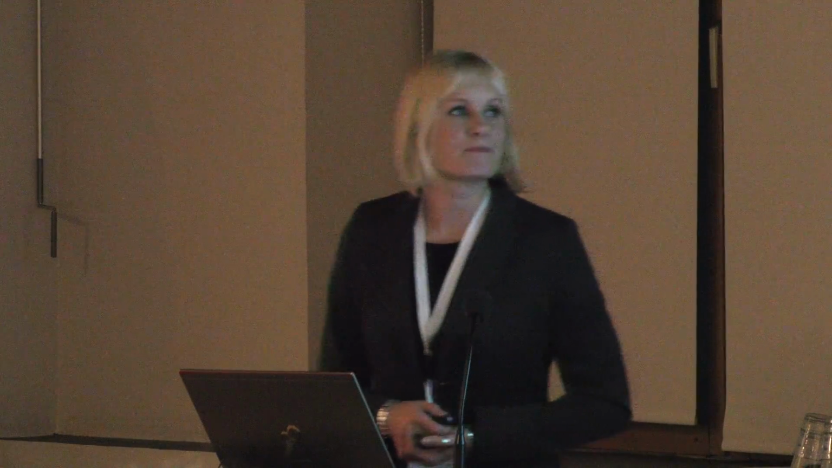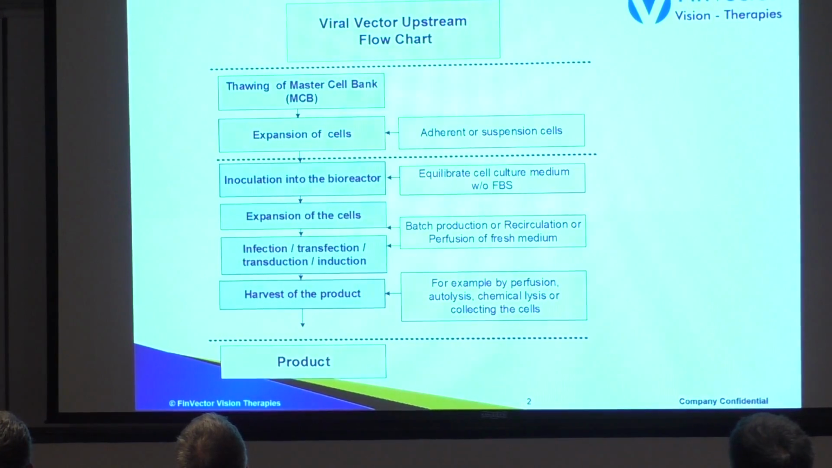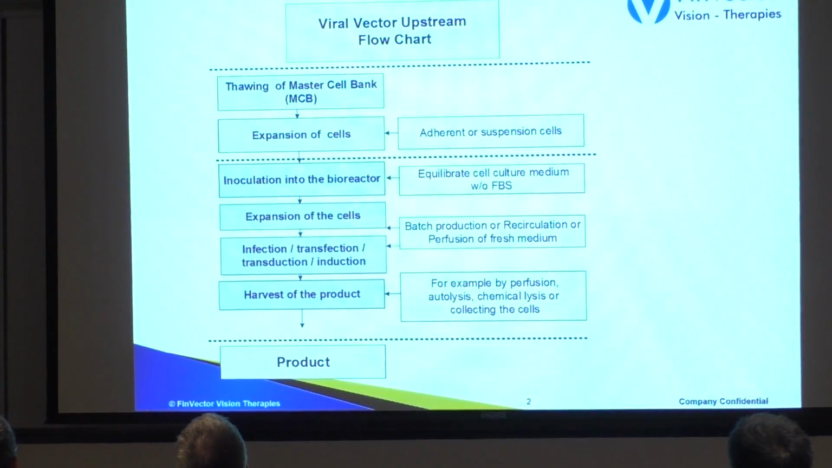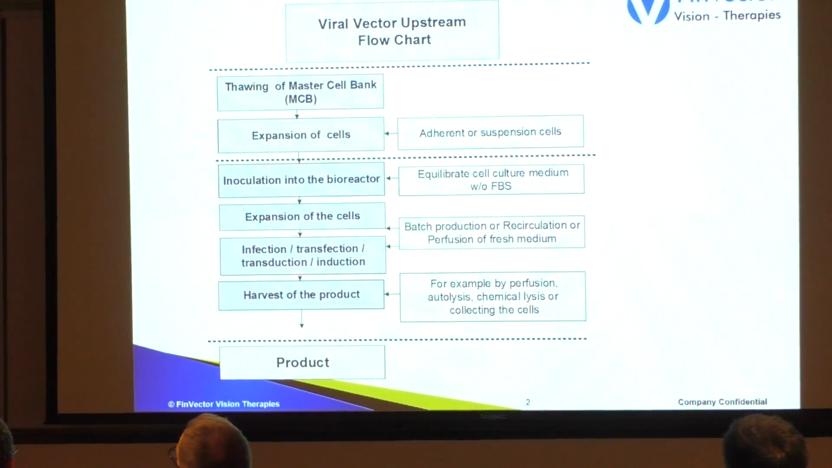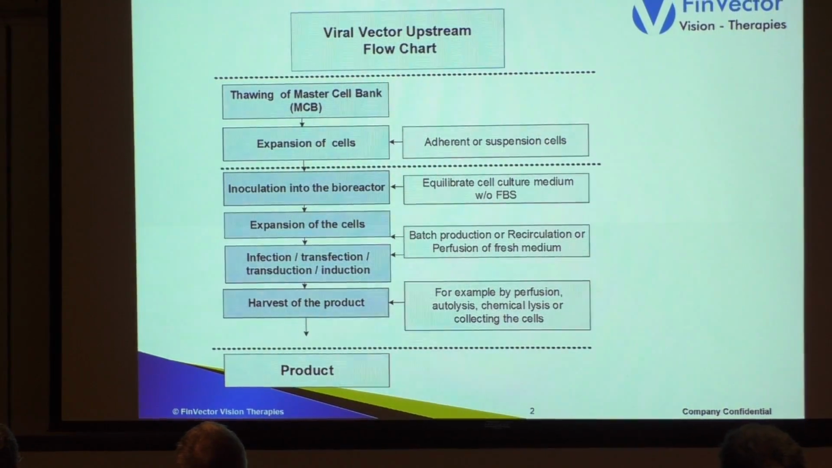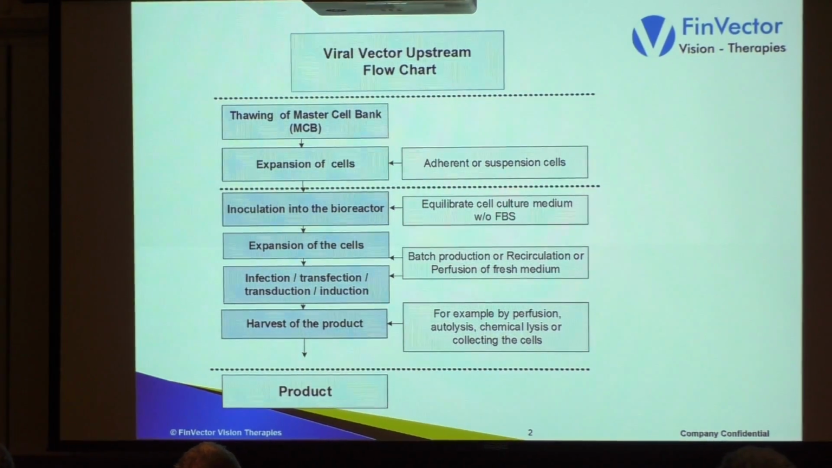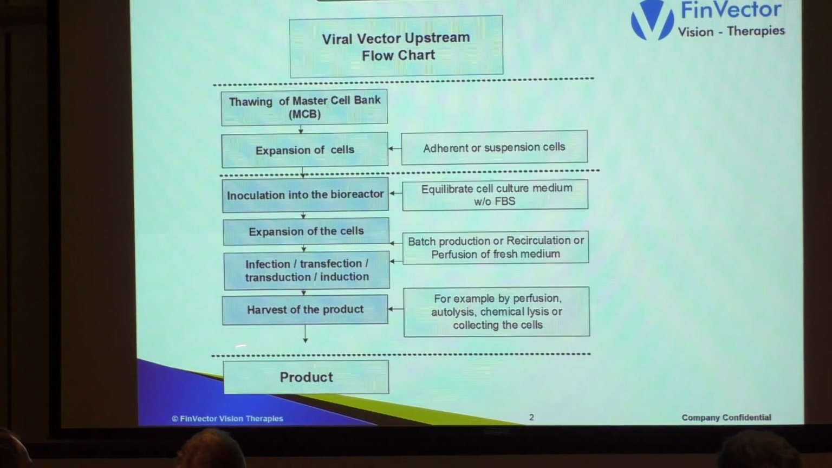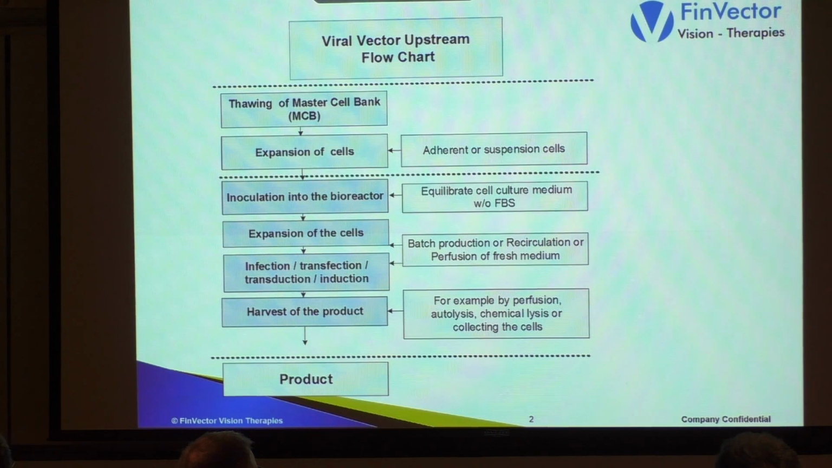We inoculate the cells into the bioreactor, and then we expand the cells more in the bioreactor. Depending on the product, we do the infection. If you have a lenti, we do the transfection. If we produce, for example, AAV with the baculo, we typically do the transduction, or then we can induce if we have a stable cell line. We keep the cells alive by feeding them quite often. Perfusion is nowadays recommended. Then harvest of the product depends on whether you harvest the cells or the media. There are different ways.